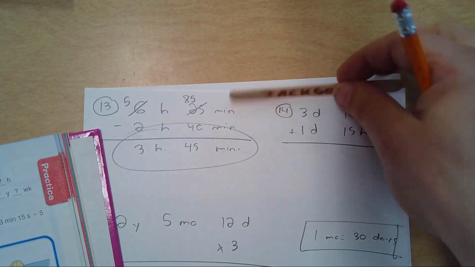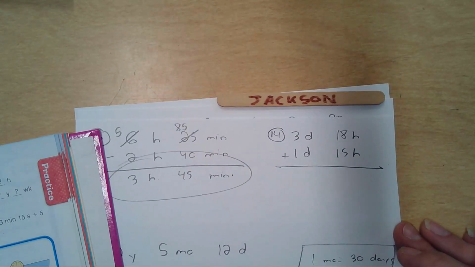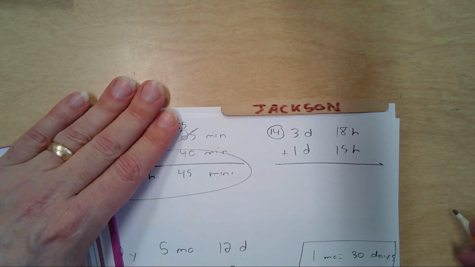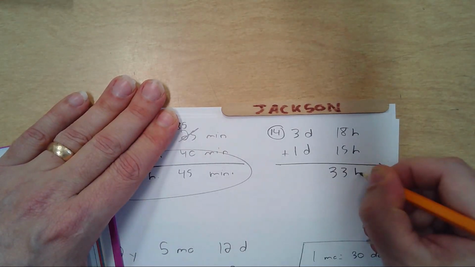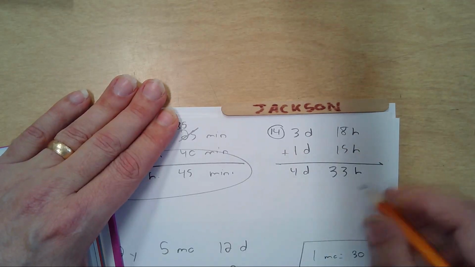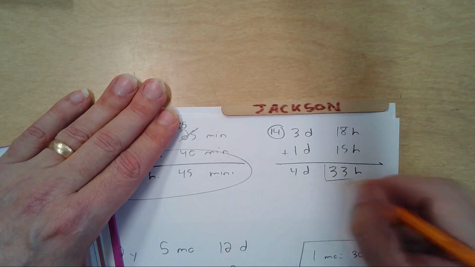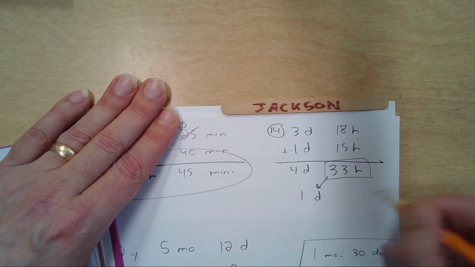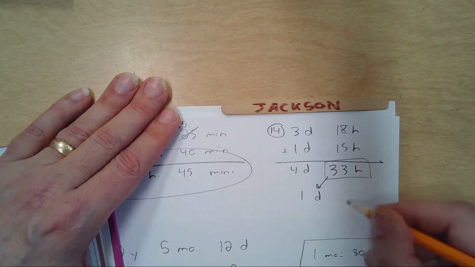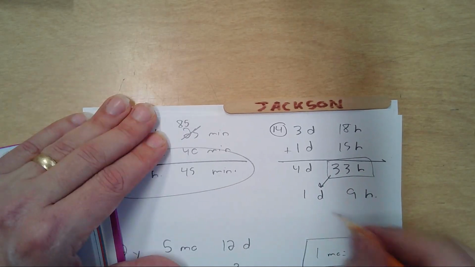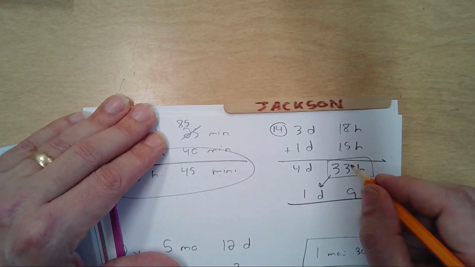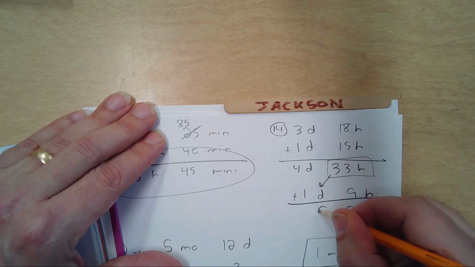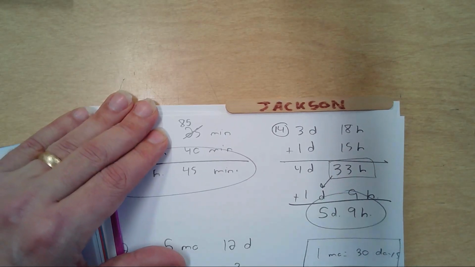14. Okay, so you add them up and you get 33 hours, 4 days, and that simplifies to 5 days, 9 hours. Right. Yep. Convert your hours into days. That's 1 day. And then 33 minus 24 leaves me 9 hours left over. So there's 33 hours, 1 day, 9 hours left over. 4 plus 1, 5 days, 9 hours.